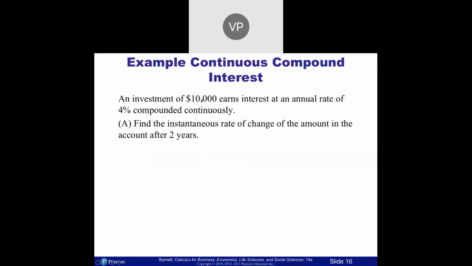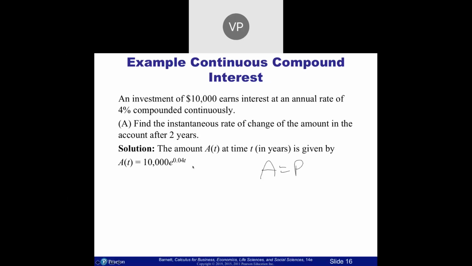We have another one of these continuous compound interest. Remember the PERT formula that we had before? They're saying right here, an investment of $10,000, that's the principal, the capital P, earns an interest rate of 4%. Remember, R is 0.04. We want to find the instantaneous rate of change. So once you see instantaneous rate of change, you think, I need to get the derivative. What they didn't show was that formula, A equals principal times e to the power of RT.